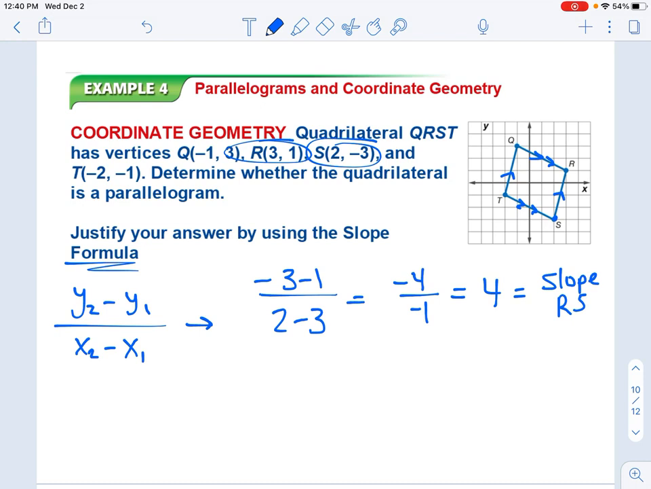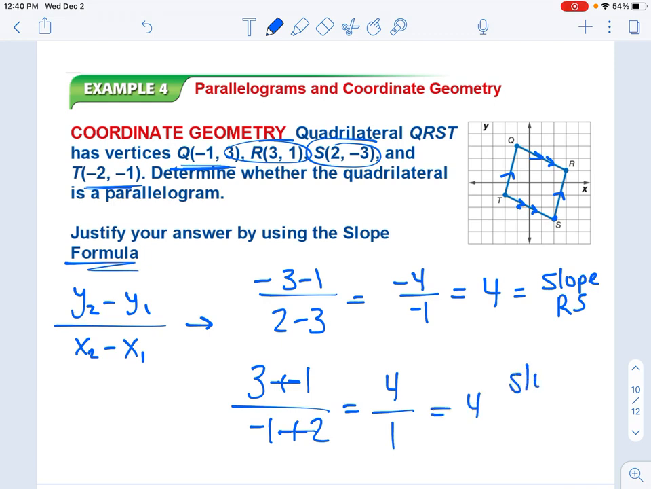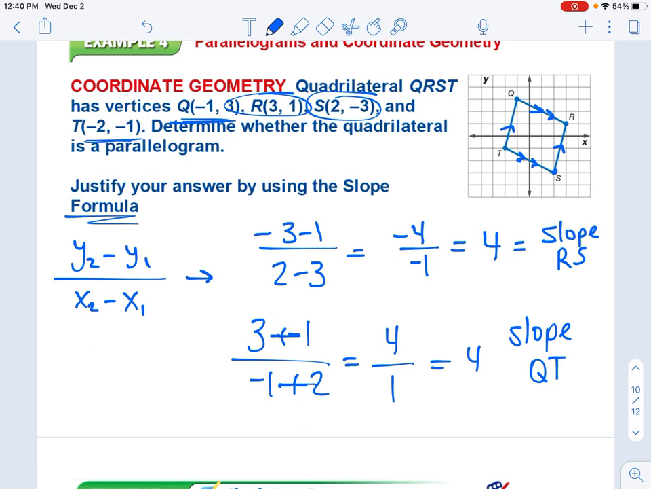Now, we want to make sure the slope of QT is the same. So Q and T, I'm going to say 3 minus a negative 1 over negative 1 minus a negative 2. So we have 4 over 1, which reduces to 4. So the slope of QT is good to go. They match up, so that part is fine.